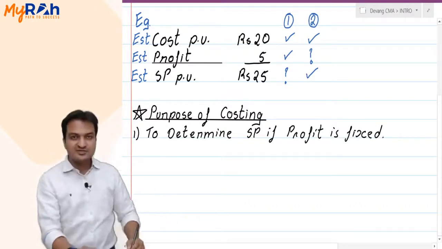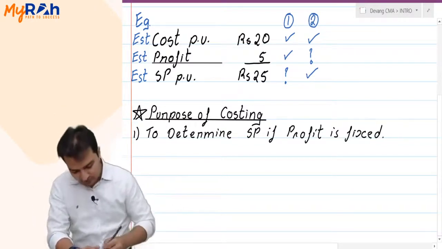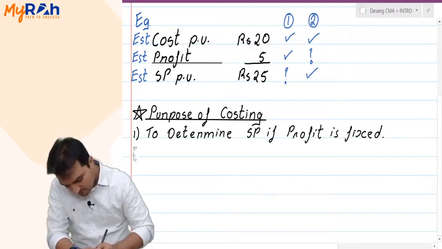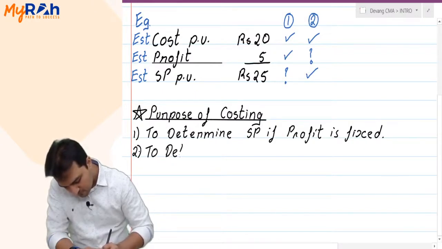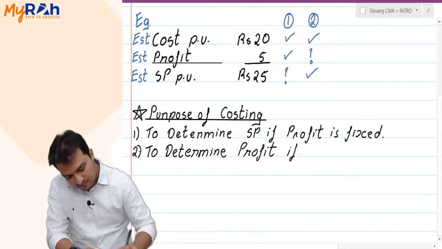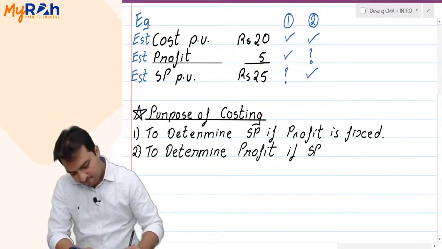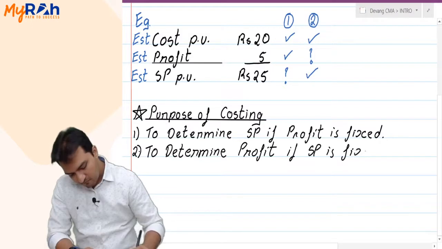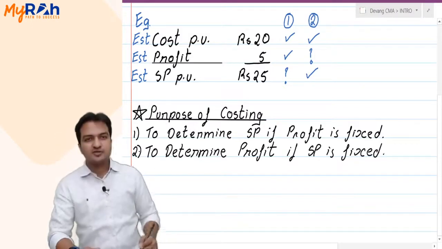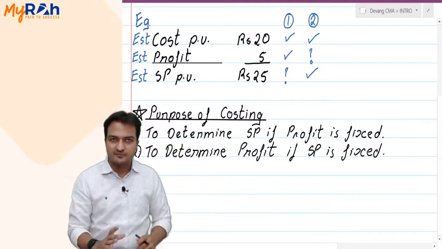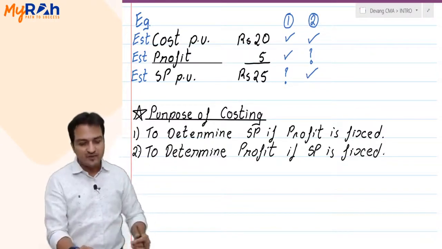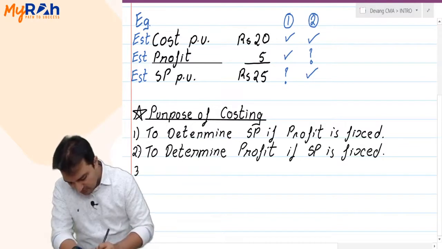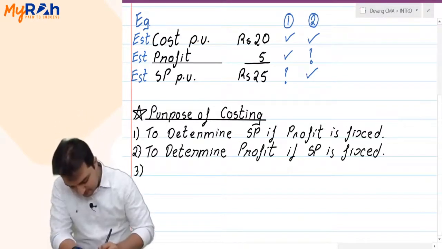First purpose is to determine selling price if the profit is fixed. We already did that. Second purpose, to determine profit if the selling price is fixed. Well, this was the second purpose that I showed you. But these are not the only two purposes. Now I give you something new. Third purpose.